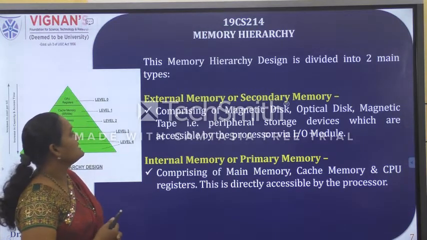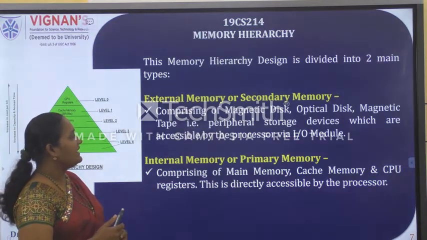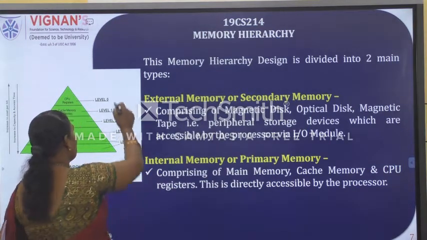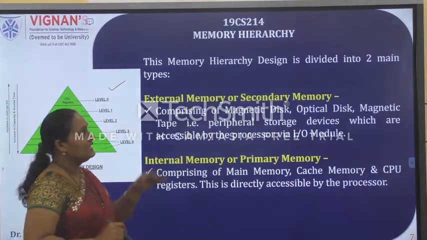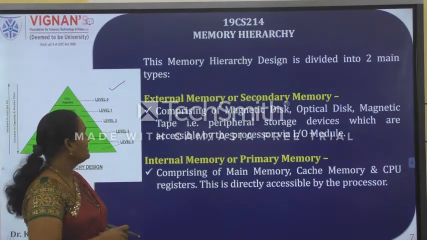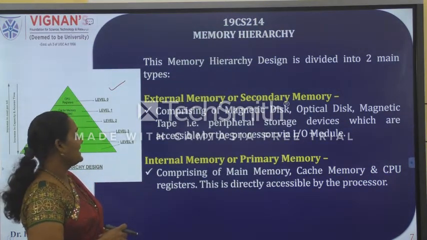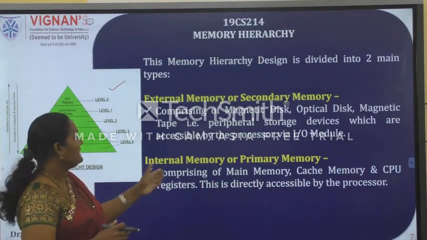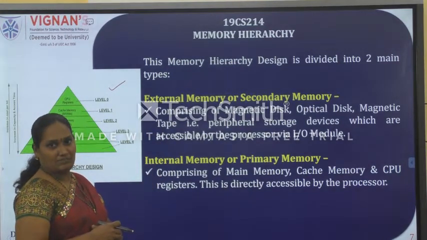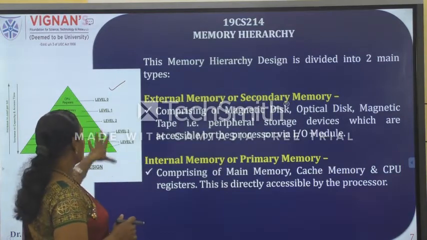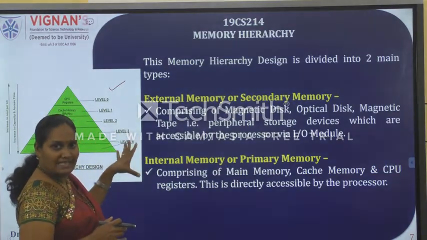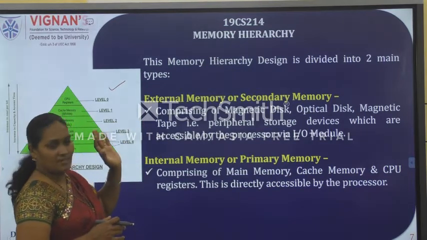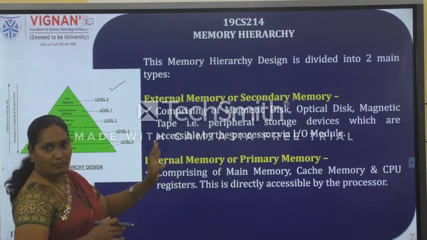Now let us see. This memory hierarchy design is divided into 2 main types. The entire memory hierarchy that we explained till now is divided into 2 main types. What are those 2 main types? First is external memory or secondary memory, and second is internal memory or primary memory.